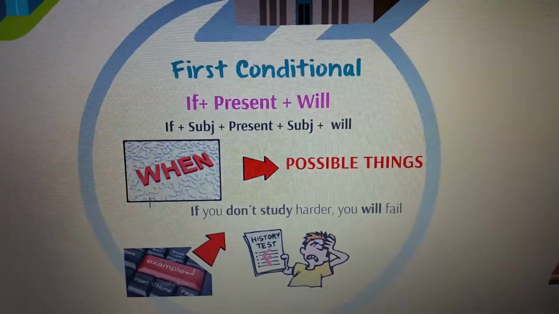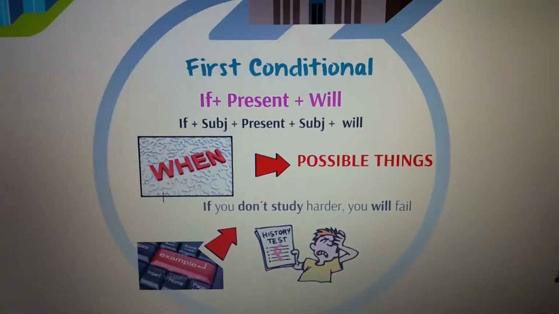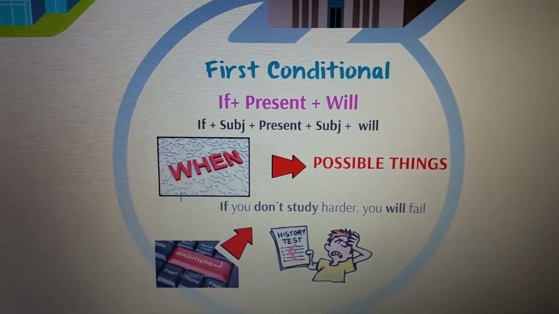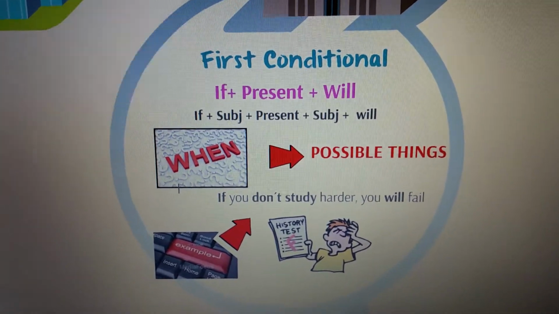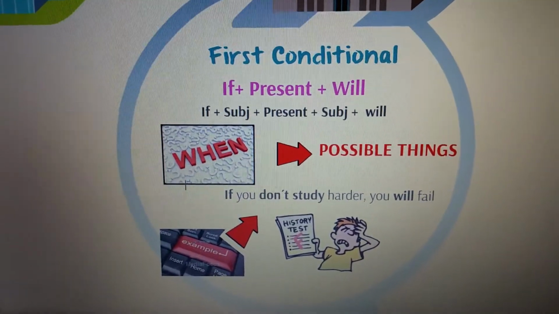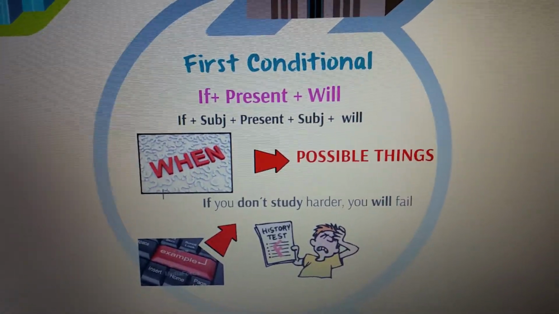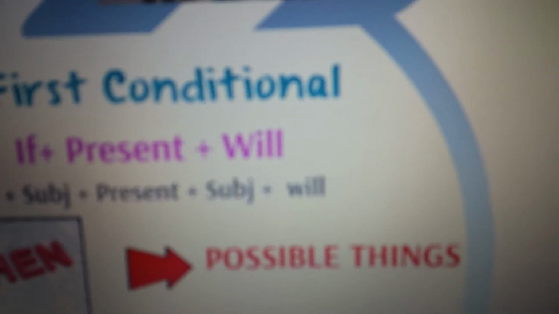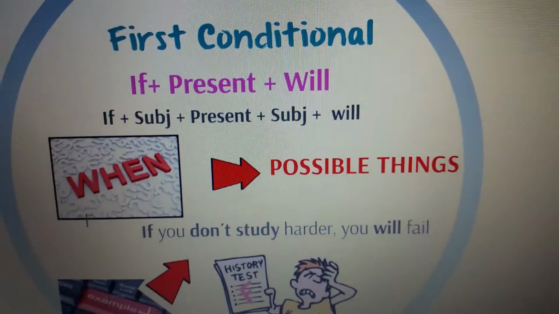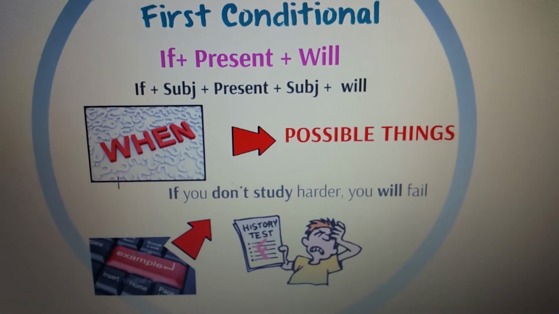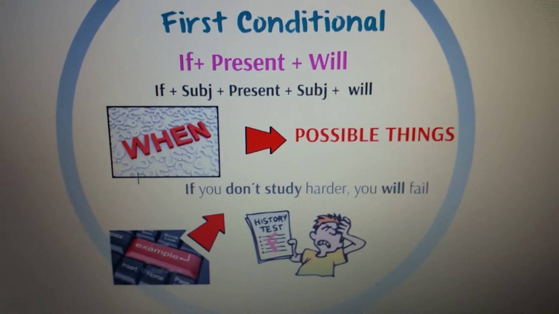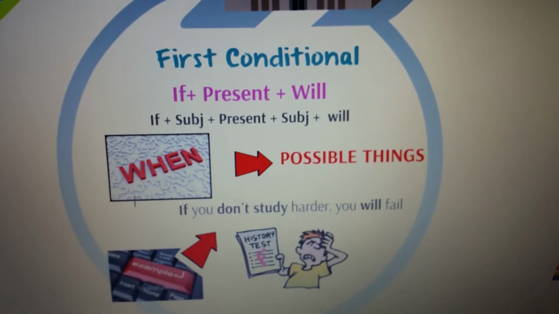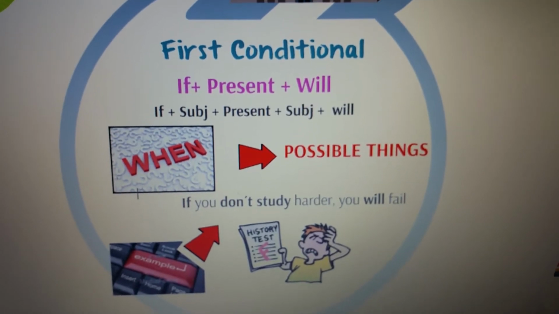On the other part, first conditional. The formula is quite similar at the beginning because after if you also need to use the present simple. But later the difference here is that you have to use will. And the complete formula is if plus subject plus present plus subject plus will. And here, when do you use it? You use it when we are talking about possible things.